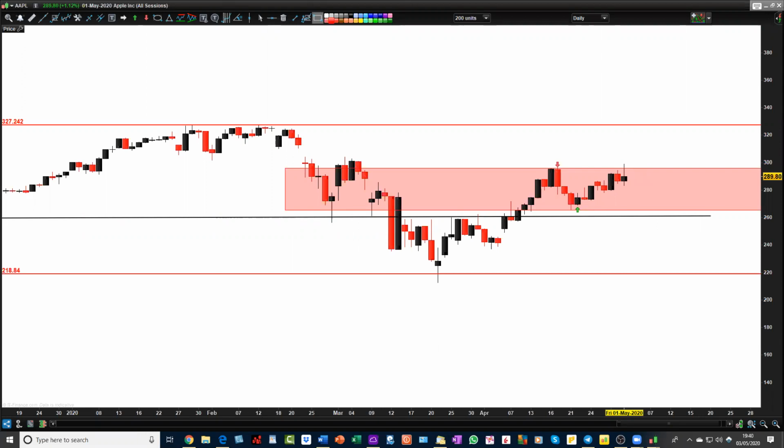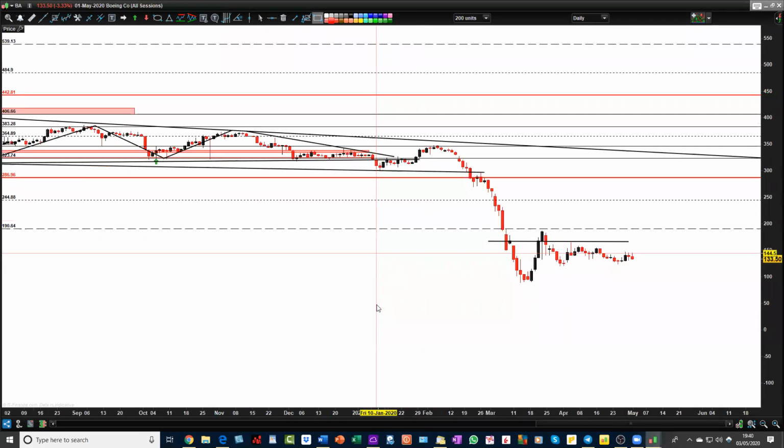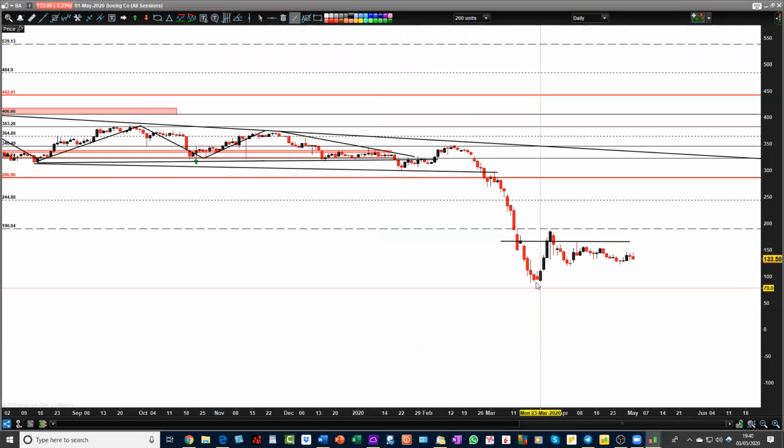Before we go, I just want to look at Boeing, because Boeing was the second biggest component before all this happened. This is awful, isn't it? That is drawing a picture of an aircraft, isn't it? Yeah.